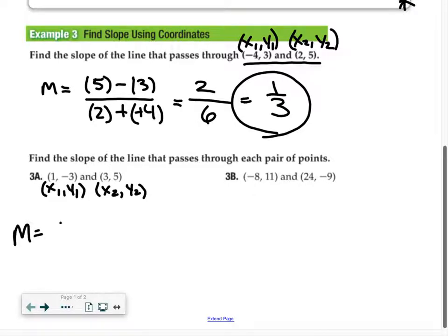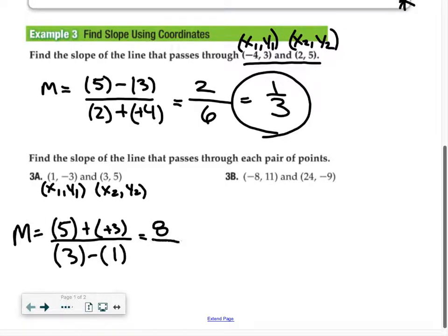So y2, 5 minus y1, negative 3. So I got the double negative situation there. And then x2, 3 minus x1, 1. So this becomes 5 plus 3, 8, over 3 minus 1, 2. So 8 over 2 is 4, or 4 over 1. That's the slope of this line. And if you did 3b as well, you should have the answer. If you didn't, pause and go ahead and do it now.